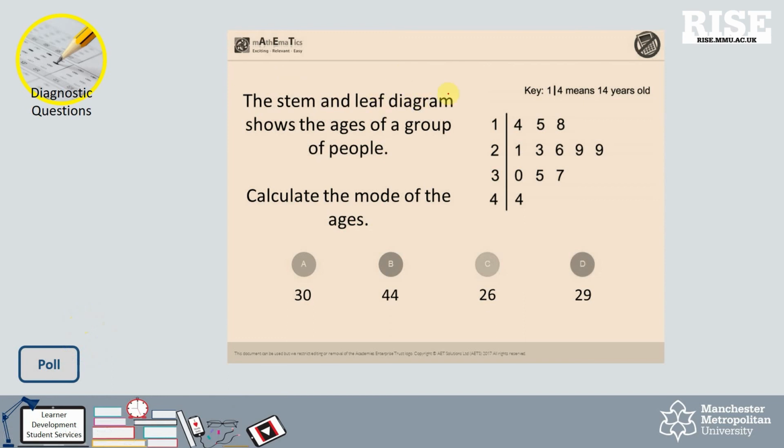So which leaf occurs more than any others? I can see I've got 2 9s. So that one would be the modal answer. But it's not 9 that it corresponds to. It has a stem of 2. So it's the age 29.